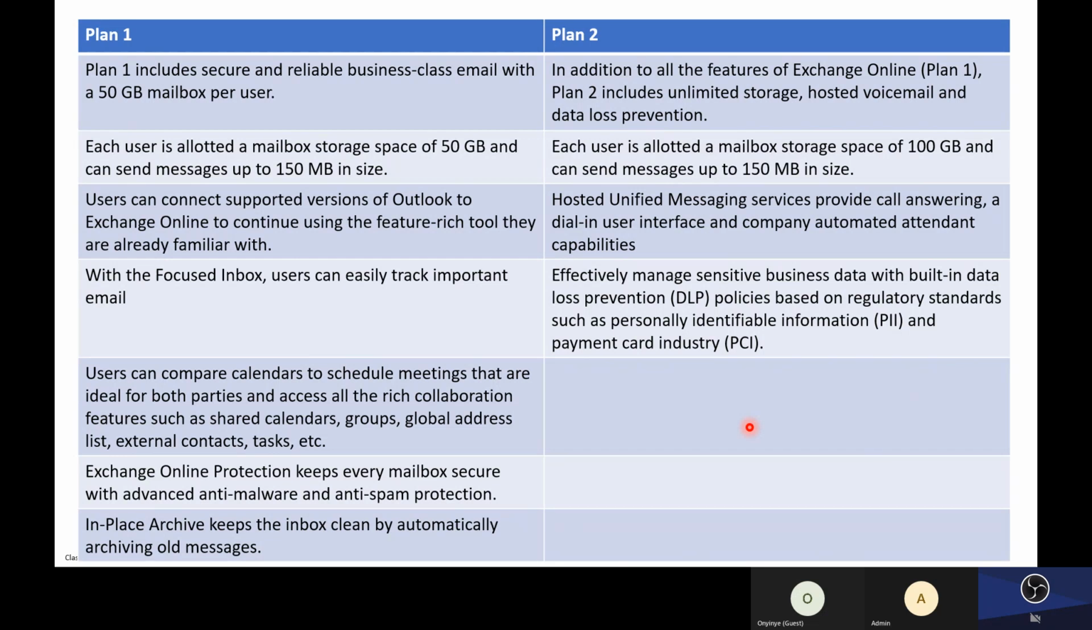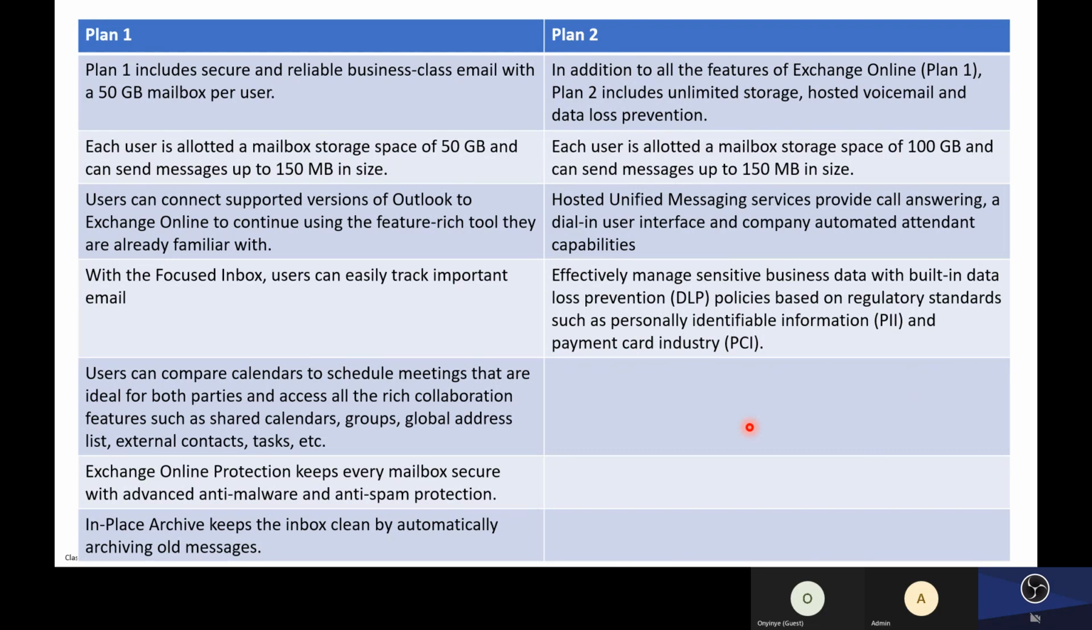Then for plan 2, you can see that plan 2 has more of the security features embedded in it. You can effectively manage sensitive business data with the inbuilt data loss prevention policies. Now, for plan 1, you won't see that. For plan 2, that's when it comes. And plan 2 most times comes with the M365 E5. So remember what I said.